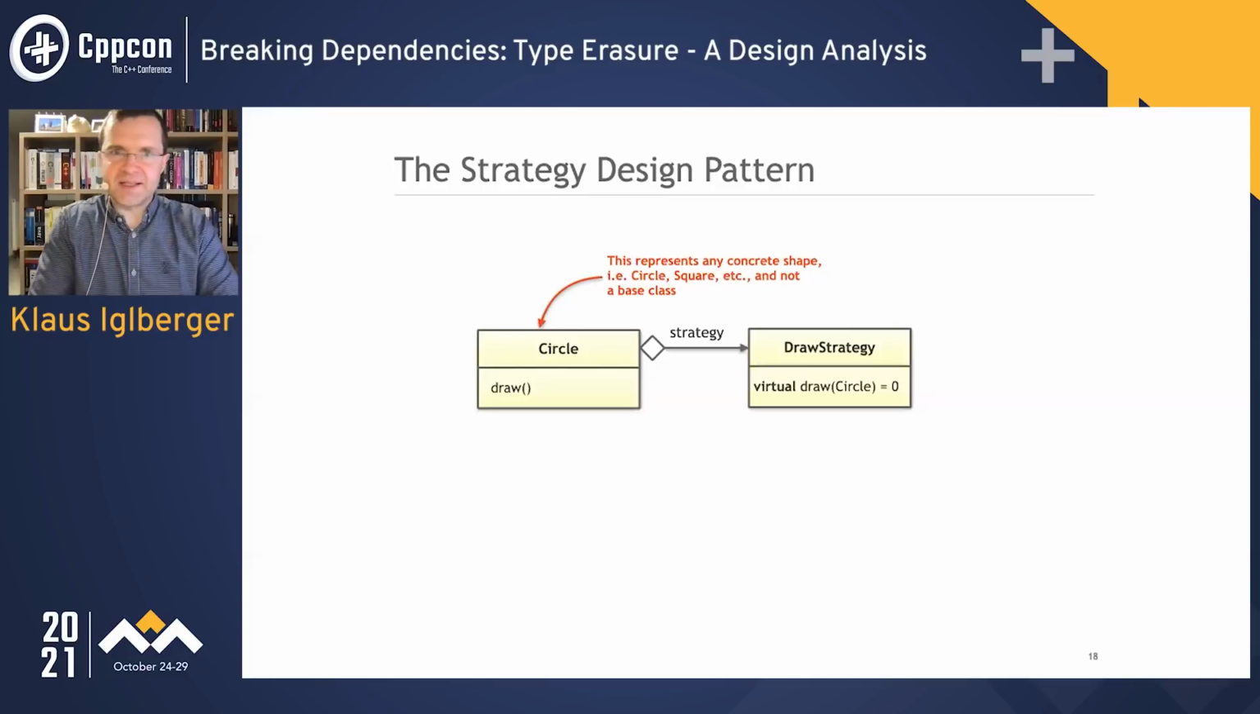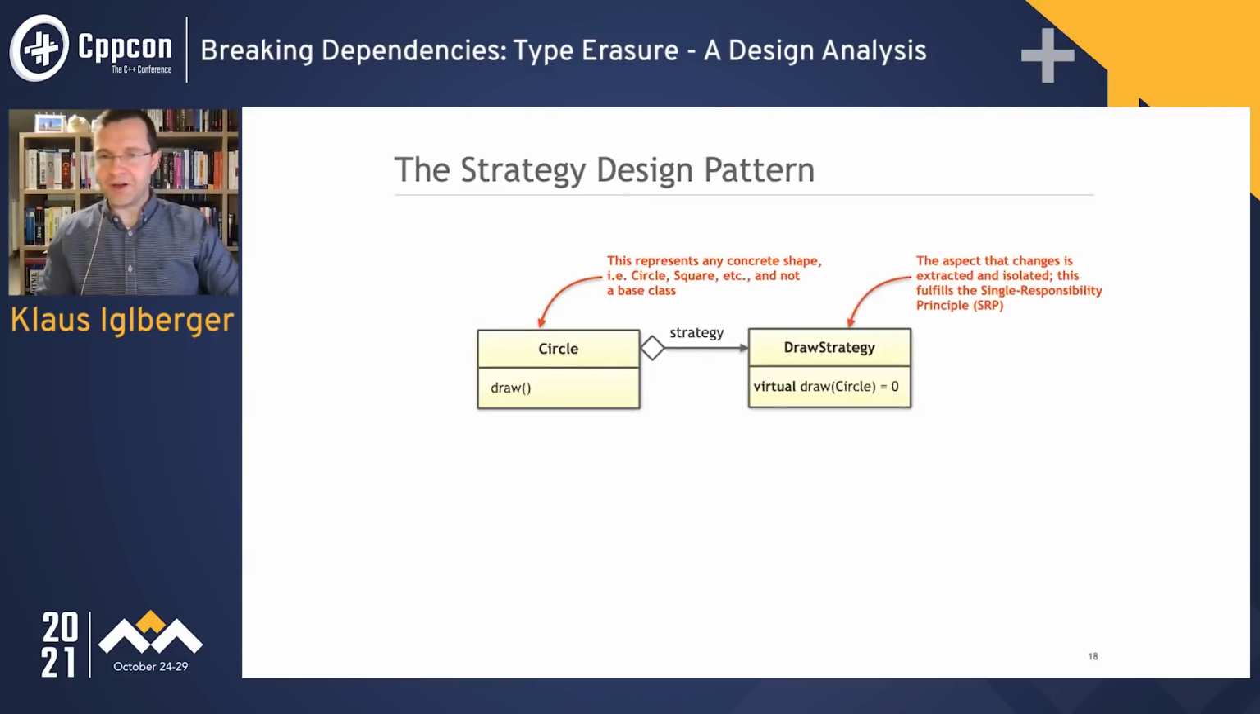Usually, traditionally, this is done by means of a pointer to base. That pointer to base can be injected, dependency injection, so a circle truly is not depending on any concrete implementation anymore. So draw strategy can now be implemented. Coming back again, that is exactly what the single responsibility principle wants us to do: extracting and isolating the thing that varies, the thing that changes.